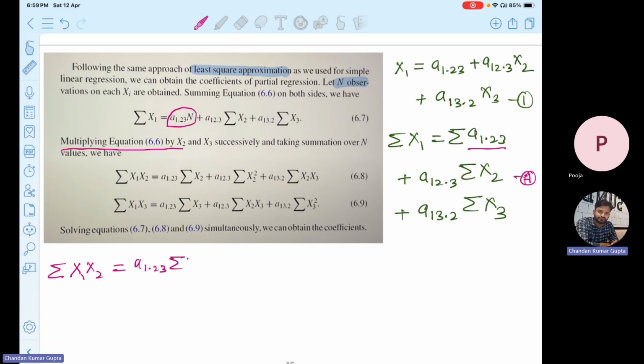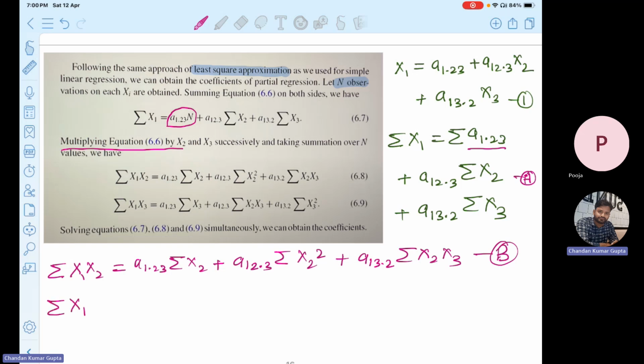The summation of x1 x2 is equal to a1.23 summation x2, and then a12.3 summation x2 square, plus a13.2 summation x2 x3. Okay, the same approach: multiply with x3 in equation 1 and then take the summation.